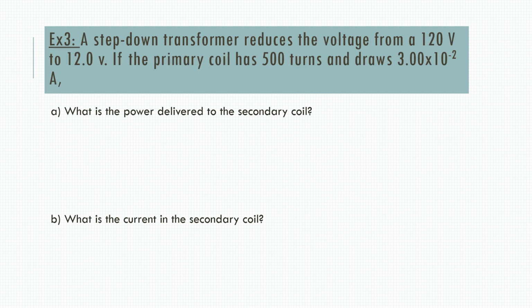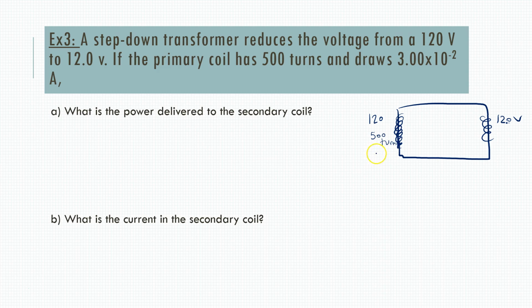Here's another one. We have a step-down transformer. So here is my transformer. It's a step-down. So we have a reduction in voltage from 120 to 12. So we're going from 120 volts to 12 volts. The primary coil has 500 turns. And I'm going to write this as a decimal, 0.0300 amps. I have two questions.